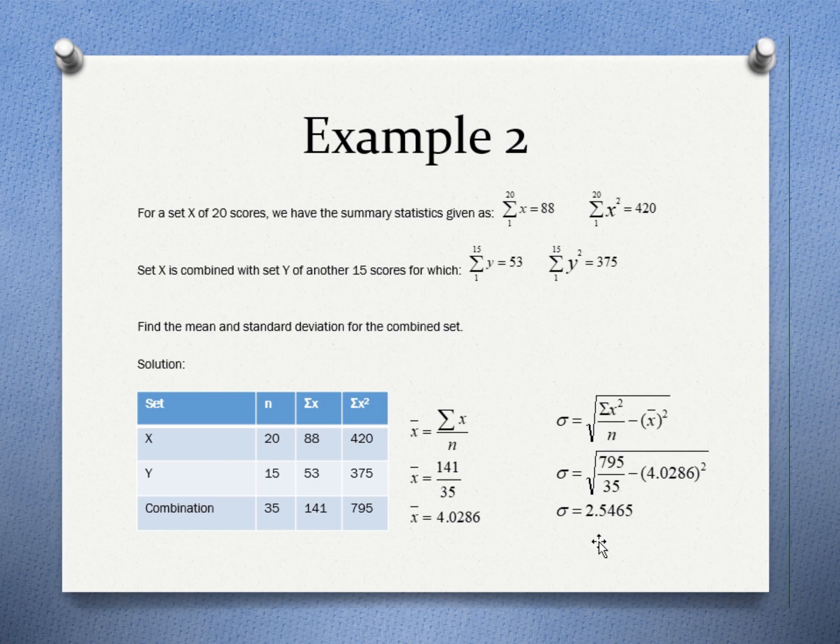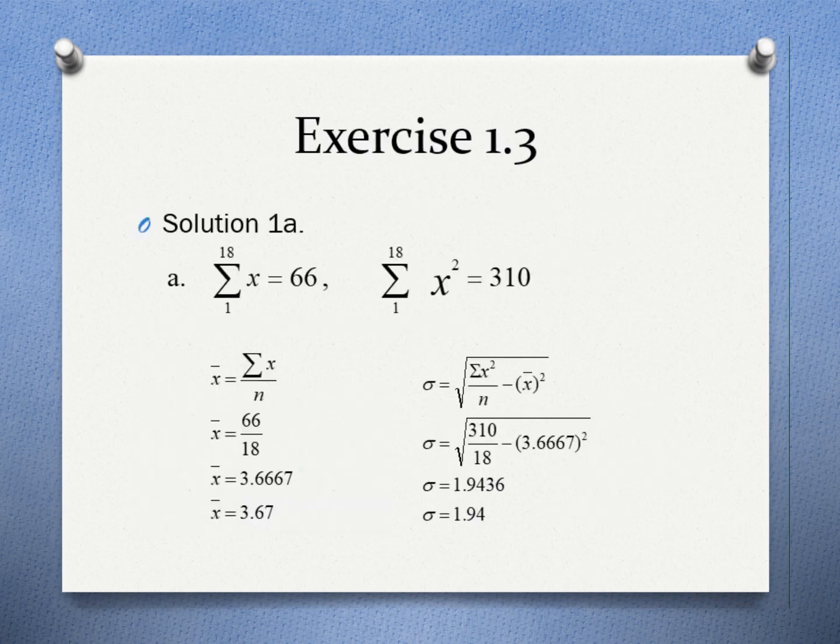There's only one way. You need to combine the summary statistics. What is summary statistics? The 3 things I introduced to you just now: sigma x, sigma x squared, and n. These 3 things are what we need to combine. Like you can see here, everything is transferred in 4 decimal places. You can try. If you don't transfer in 4 decimal places, your answer may vary very much. Then it will be a problem. Okay, so now let's look at trying exercise 1.3.